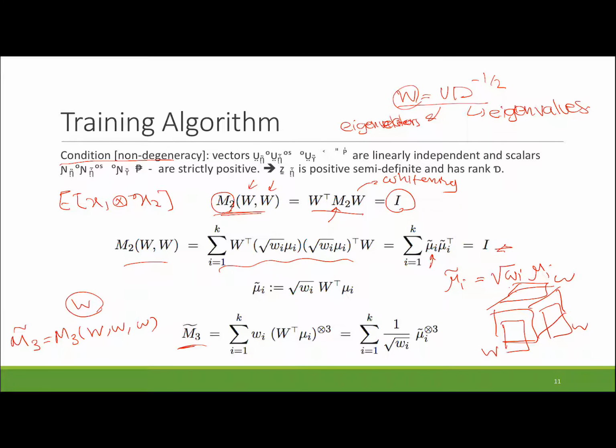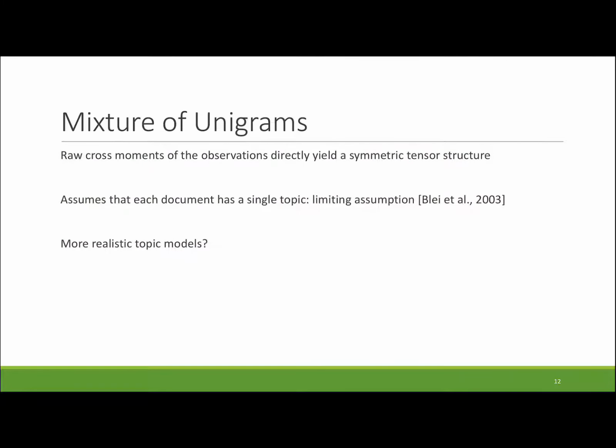Okay, any questions about the mixture of unigrams model? Cool. So let's conclude this model. We saw that the raw moments in the mixture of unigrams model directly had this nice structure of the tensor that decomposed into its rank 1 components. But this is not necessarily true for all models. And in fact, the single topic assumption of the mixture of unigrams model is too limiting. And if we want to have more complex models, this analysis no longer holds.